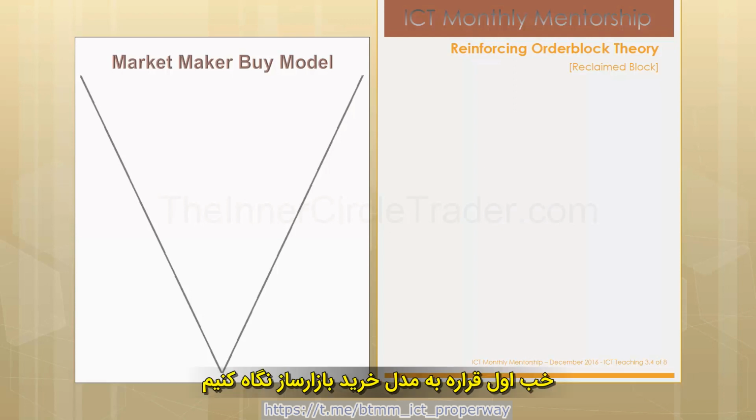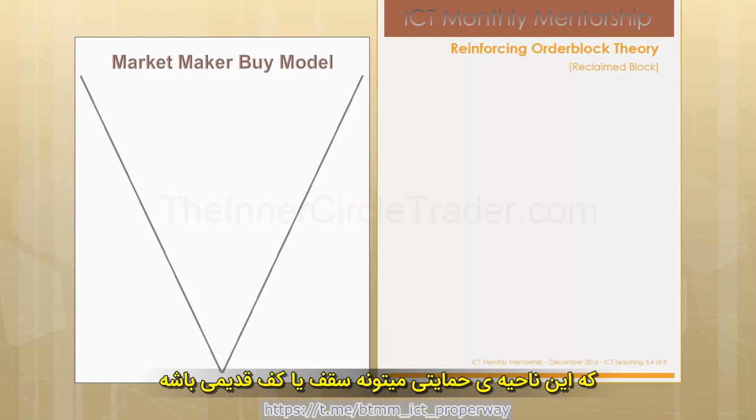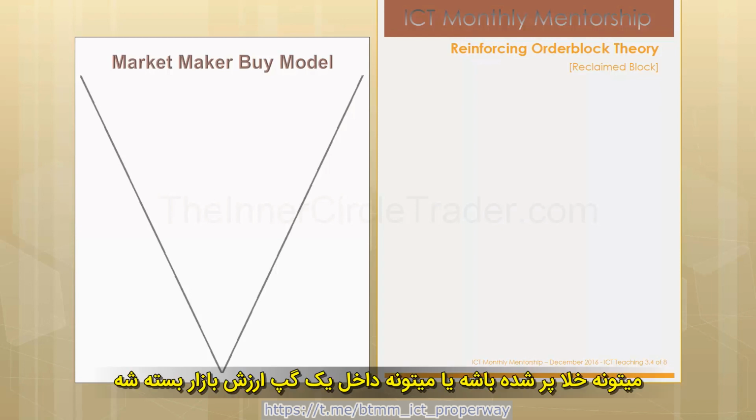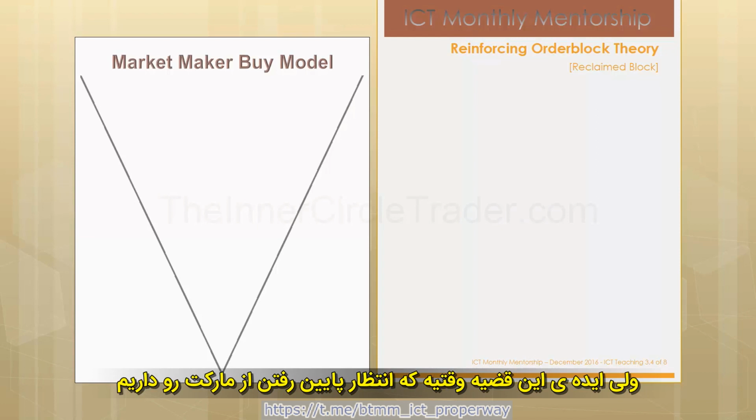Okay, we're going to be looking at the market maker buy model first. What this essentially is, is when the market drops down and has a price swing lower, reaching into a higher time frame or intermediate term support level. That support level can come in the way of an old high, an old low. It could be a bullish order block, a filled void, or closing in on a fair value gap. Any one of those things could lend well to a price support level.